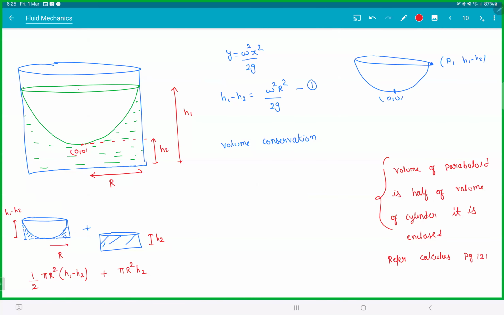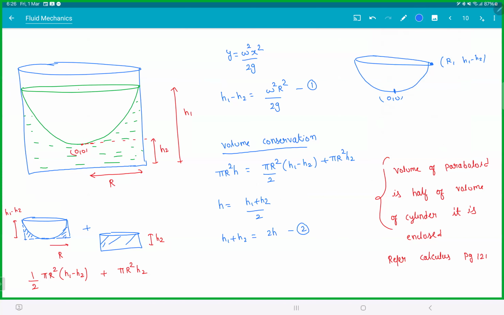Then conserve volume. What is initial volume? Pi r square small h, and this would be pi r square by 2 (h1 minus h2) plus pi r square h2. Pi r square will cancel and h would be (h1 plus h2) by 2. Therefore, h1 plus h2 is 2h. This is your second equation.